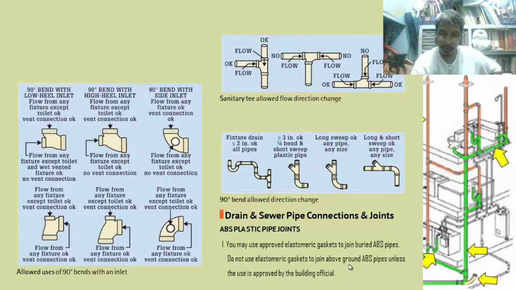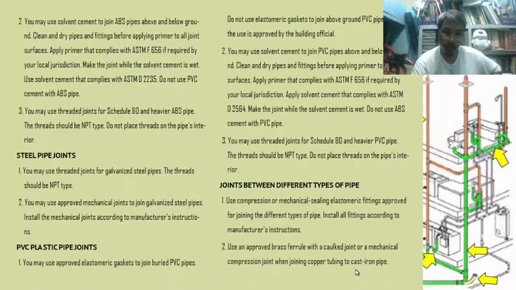So plastic pipe joints. Approved by elastomeric gasket, meaning plastic gasket, to joint buried ABS pipe. So that is number one. Number two, you can use solvent cement to join the ABS pipe. And number three, you may use threaded joints. Okay. So those are the things that we can use for plastic joints.